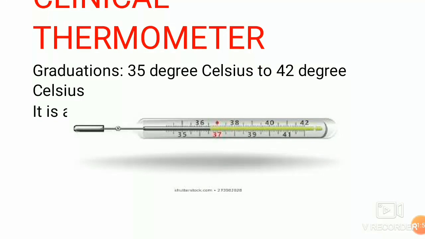Now let us study the clinical thermometer, which is more commonly known as the doctor's thermometer because it is used by doctors to measure a person's body temperature. It is usually graduated from 35 degrees Celsius to 42 degrees Celsius. This is because human body temperature can vary within this range only.